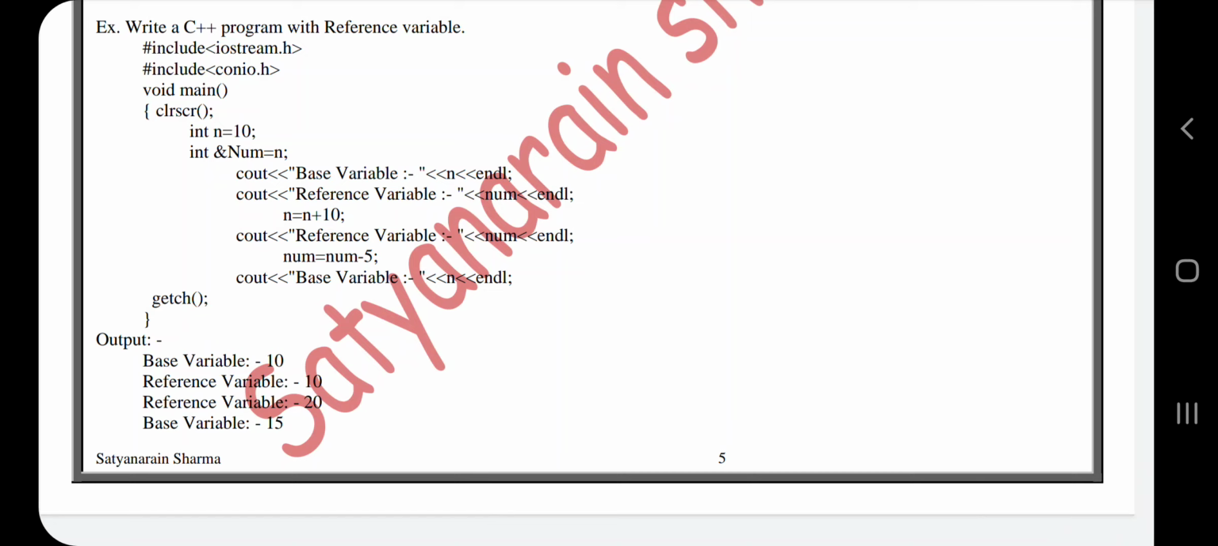This was all about second part of chapter number 6, Introduction to C++. We will continue this chapter later on.